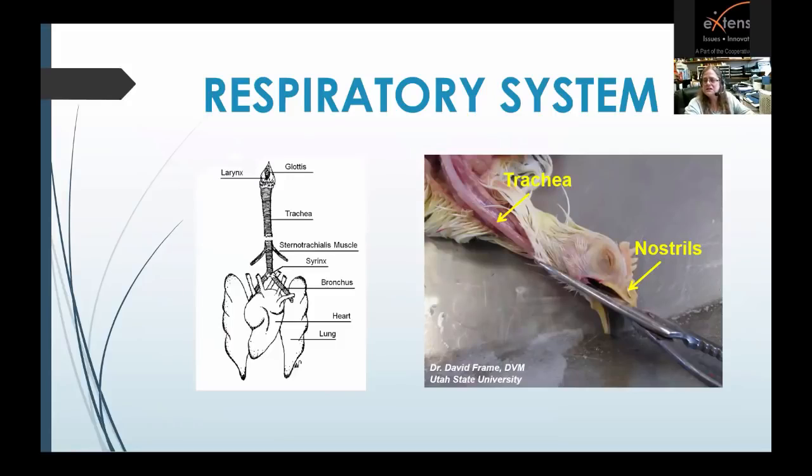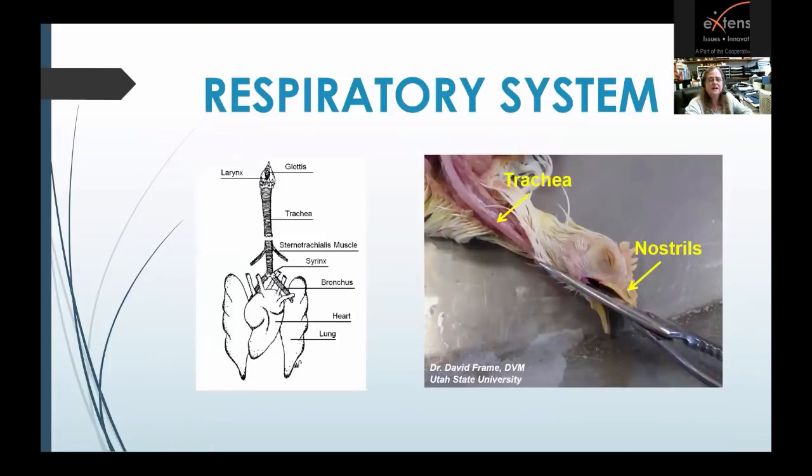The syrinx is also what we would consider the voice box. It's how they vocalize. They don't have a voice box like we do. All the sounds a chicken makes, including the cock's crow, require a cooperative effort among the tracheal muscles, the air sacs, the syrinx, and the respiratory muscles. And so you cannot decrow a rooster because you're basically taking out an important junction in the respiratory system of the chicken.